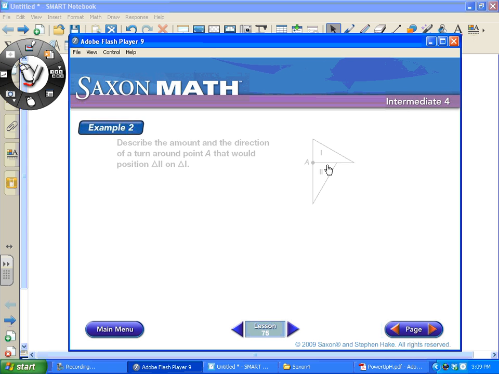Cool beans. Okay, now example 2. More about turns, but we're going to start measuring them. We did transformations recently, and you were to imagine pattern blocks and turning them. We did flips and slides also, but today we're thinking about turns, rotations, okay? Describe the amount and direction of a turn around point A that would position triangle 2 on triangle 1.